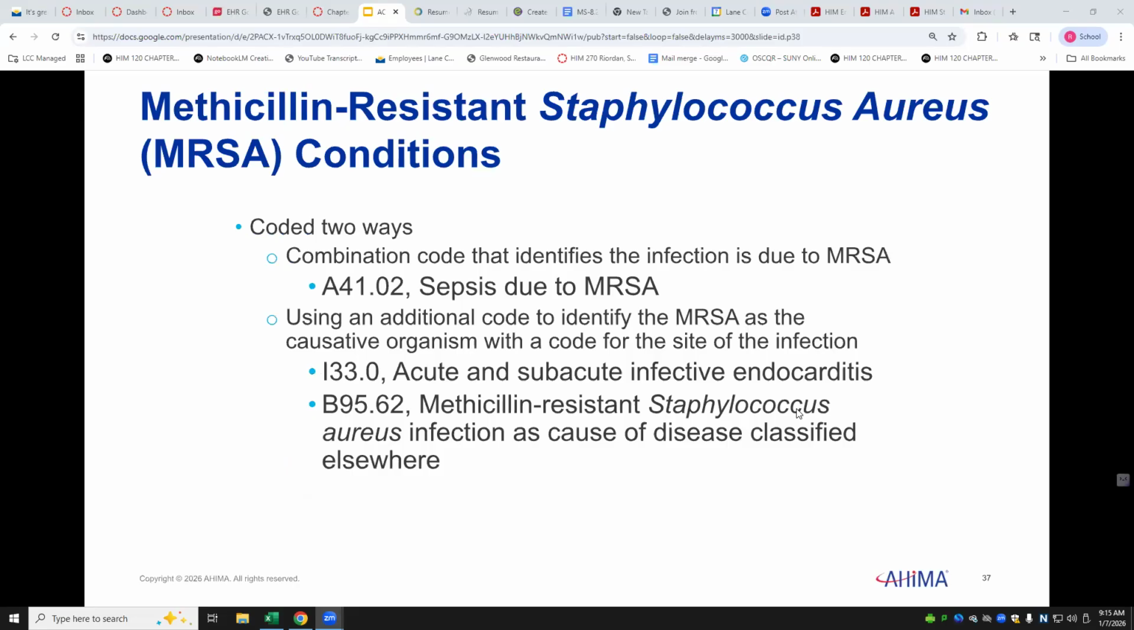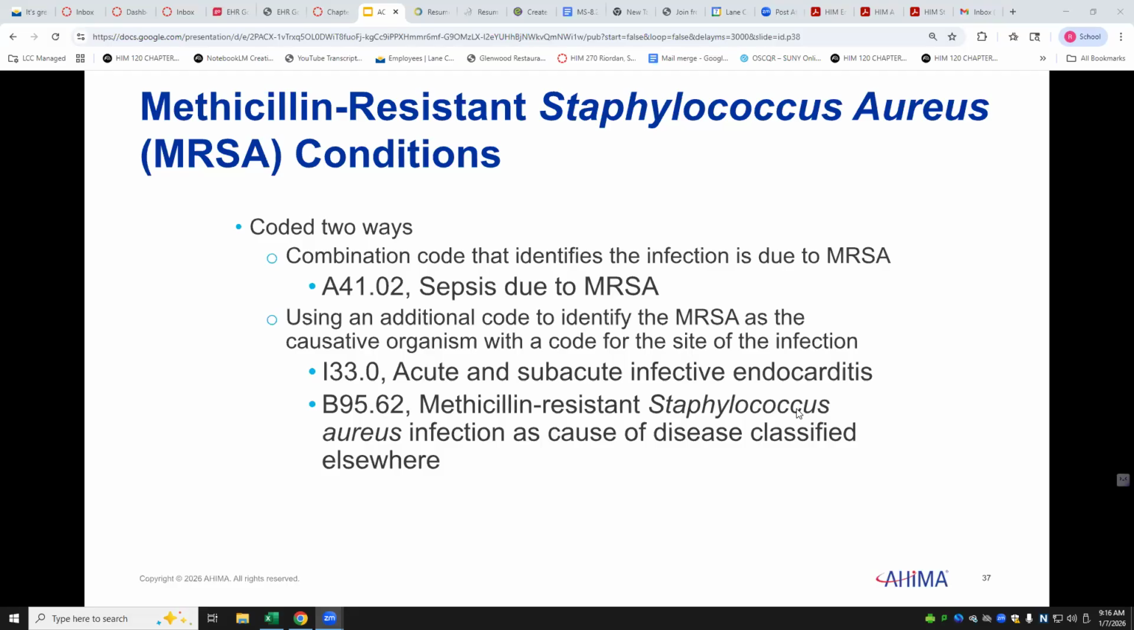MRSA is coded two ways. There are combination codes that identify that the infection is due to MRSA. For example, we talked about one of them earlier with sepsis. We can have sepsis due to MRSA, A41.02. We can also use an additional code to identify the MRSA as an organism that caused a condition at a site of an infection.